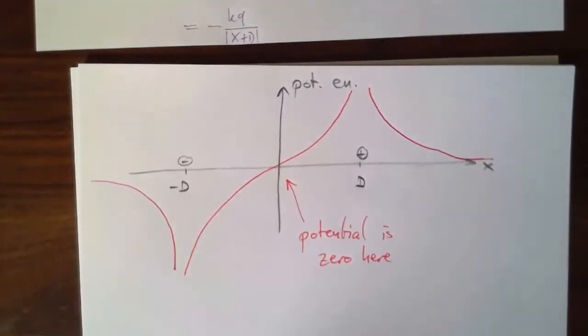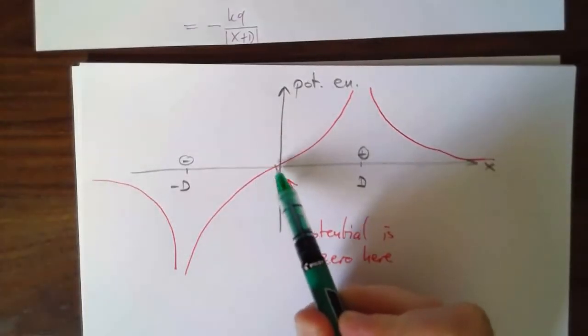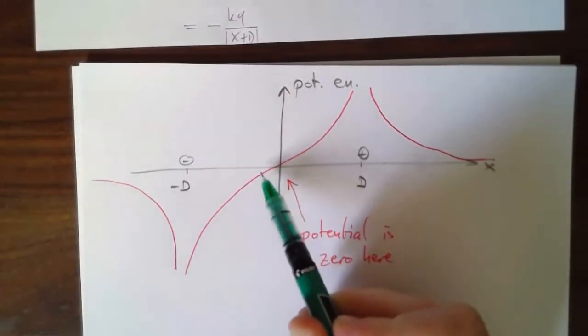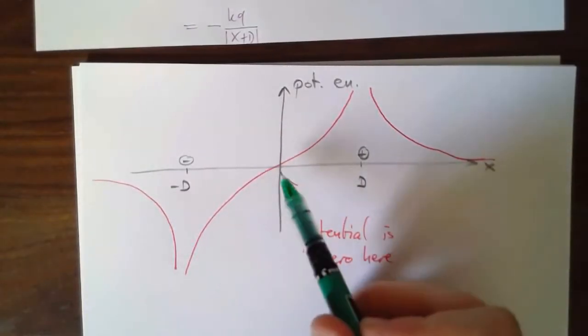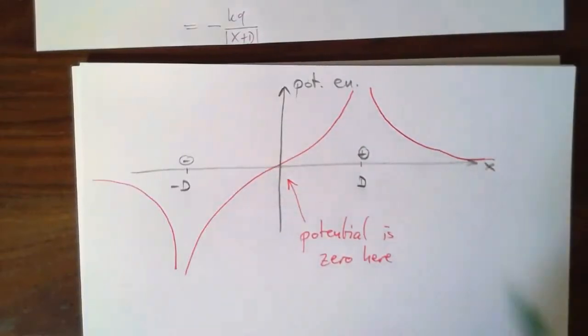Right? What is not 0 is the slope of the potential, and the slope of the potential determines the electric field. So the electric field is going to be, in this case, to the left, and the strength of it is proportional to the slope of the potential graph.